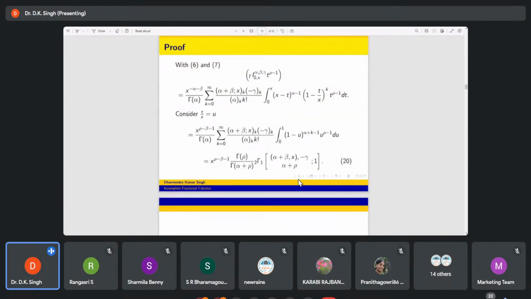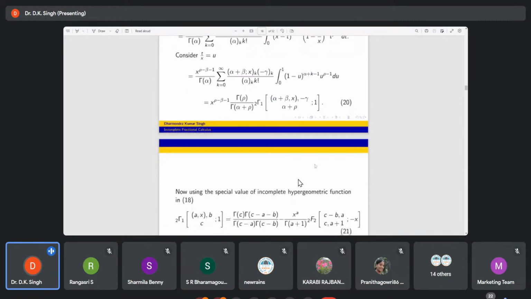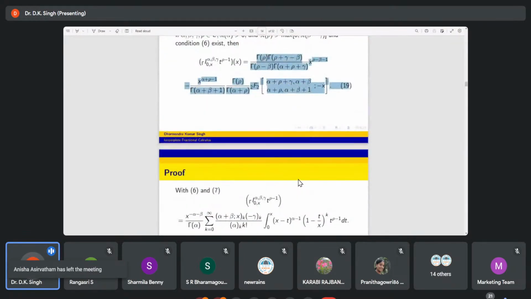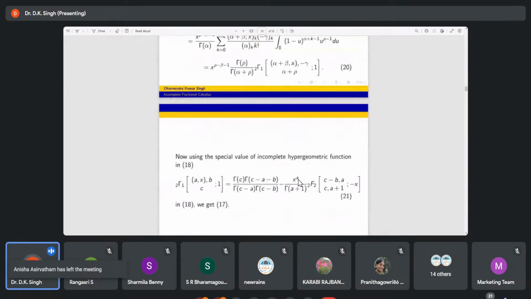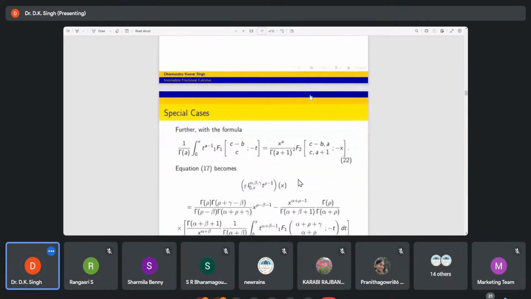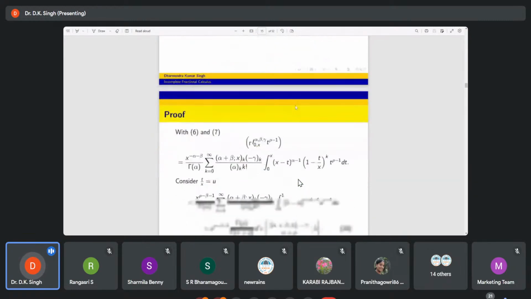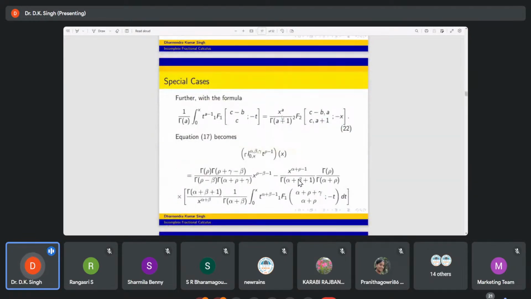It is very simple here. Just use the incomplete fractional integral formula, write the hypergeometric function in a summation form, represent this integral in a beta function form, and use this formula. So you will get your equation number 19. Now we have some special cases for this formula. So how will we get the special cases?